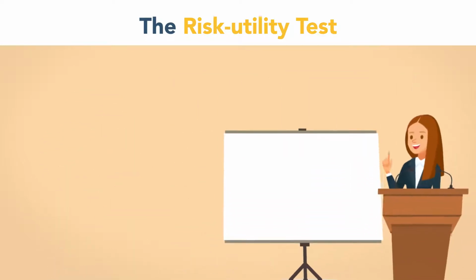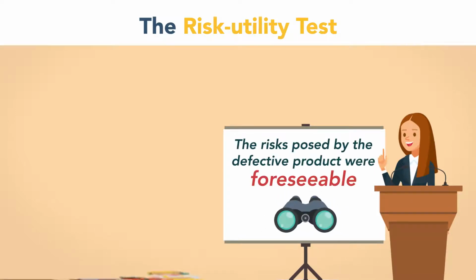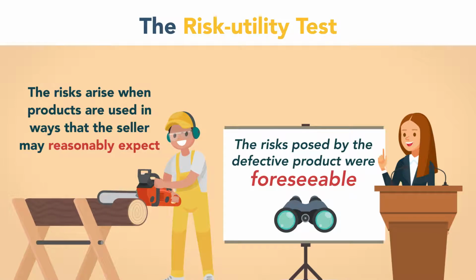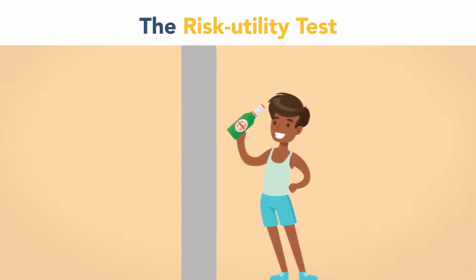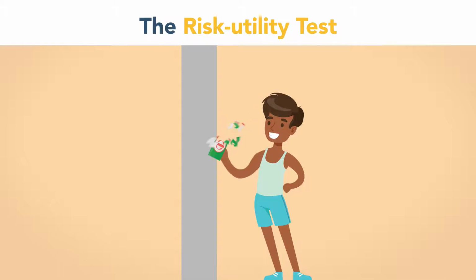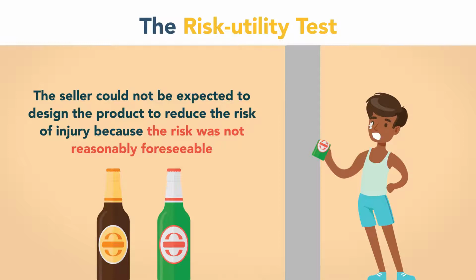The first element of the test requires the plaintiff to show that the risks posed by the defective product were foreseeable. This means that the risks arise when products are used in ways that the seller may reasonably expect. They are not expected to make products safe for every conceivable circumstance. For example, in one instance, a child found a beer bottle, smashing it against a utility pole, and a shard of glass from the shattered bottle caused serious injury to his eye. In circumstances such as these, the seller cannot be expected to design the product to reduce the risk of injury because the risk was not reasonably foreseeable.